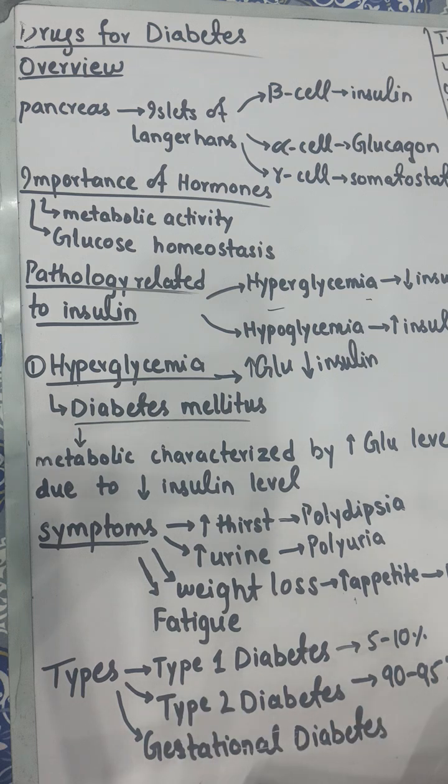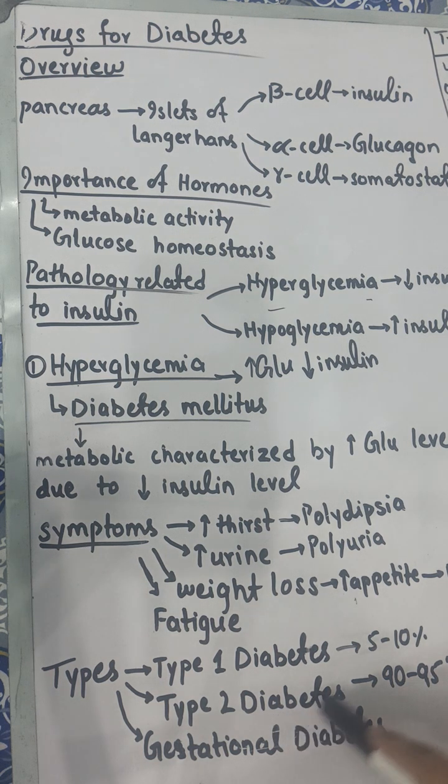There are three types of diabetes: type 1, type 2, and gestational diabetes. In the previous classes you have only discussed two types of diabetes, type 1 and type 2. Now we will also discuss the third type in this lecture. Type 1 diabetes occurs in only about 5 to 10% of cases, so it is rare and much less common. But type 2 diabetes occurs in 90 to 95% of the population.